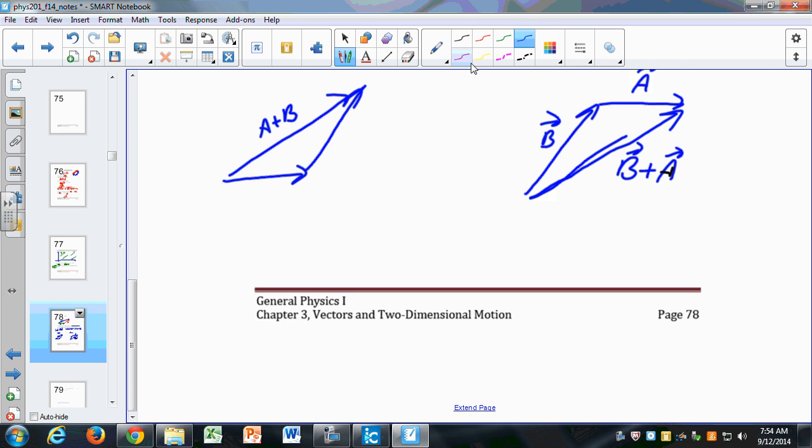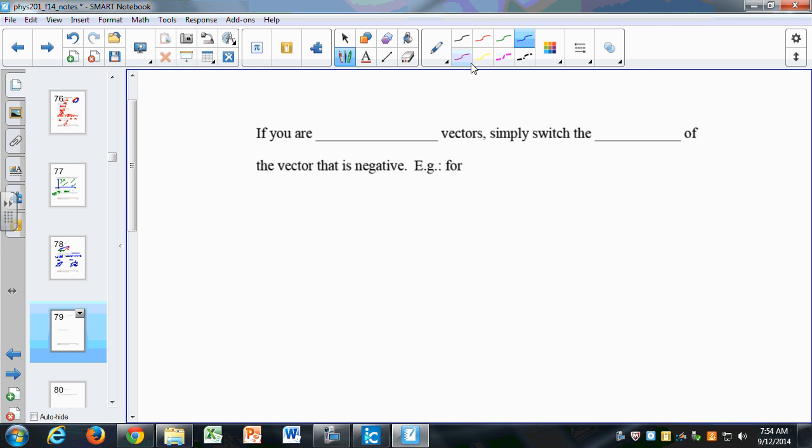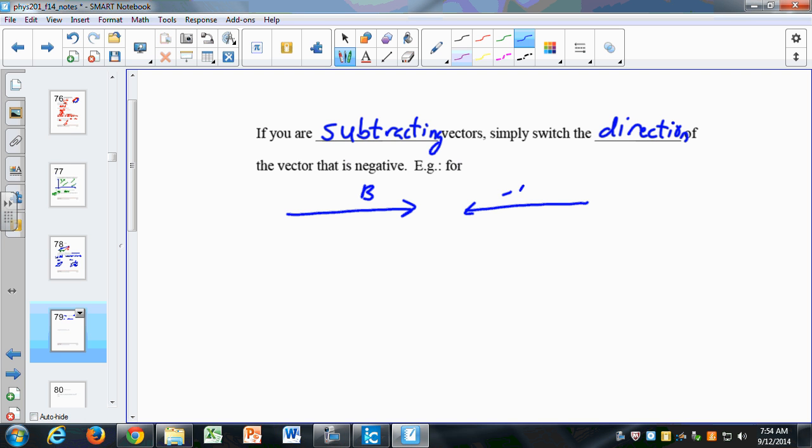You can also take the differences of vectors. So if you are subtracting vectors, you simply switch the direction of the vector that's negative. So, for example, if this is the vector B, the vector negative B looks like that. And so whenever I'm subtracting two vectors, say I'm taking the difference A minus B, I'm just going to switch the direction of B.